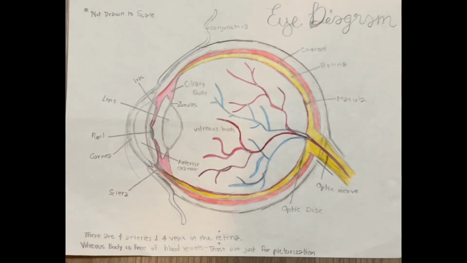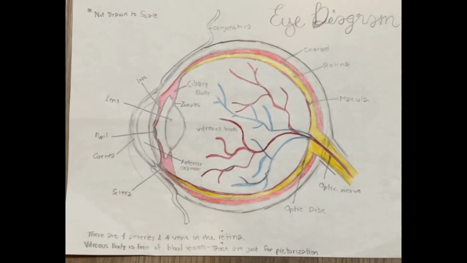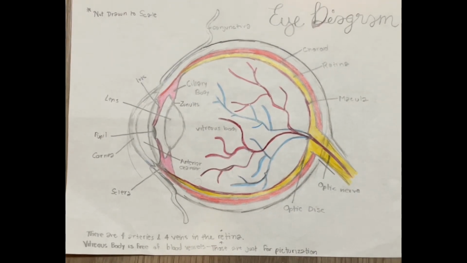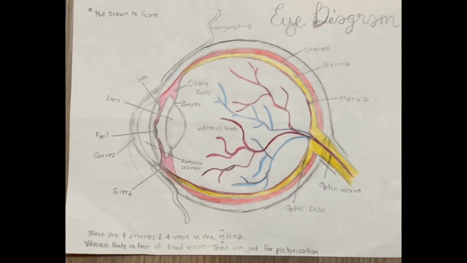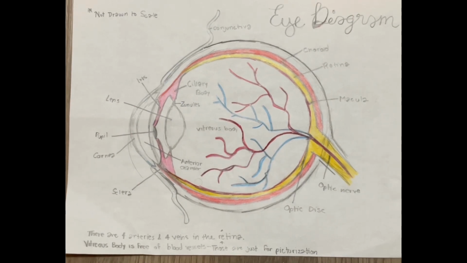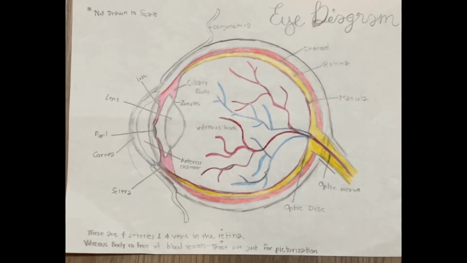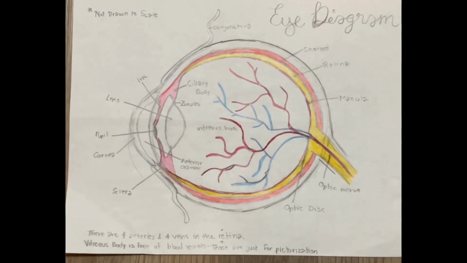So then we'll talk about the uvea. The uvea consists of the iris. The iris is a circular diaphragm with a central hole called a pupil. The iris has circular and radial muscles to change the size of the pupil as per intensity of light.